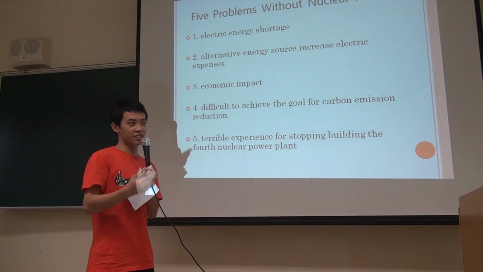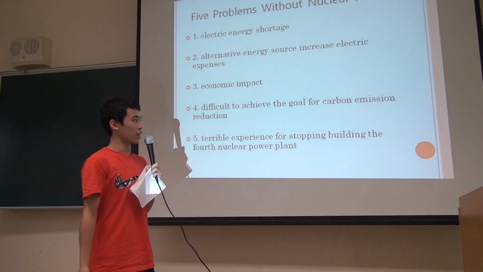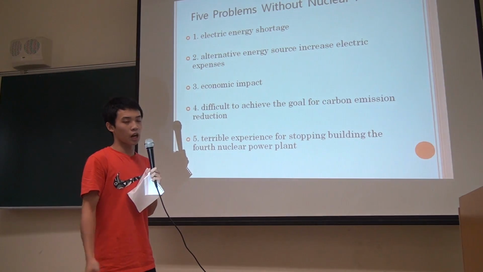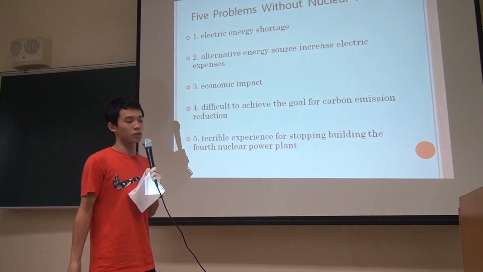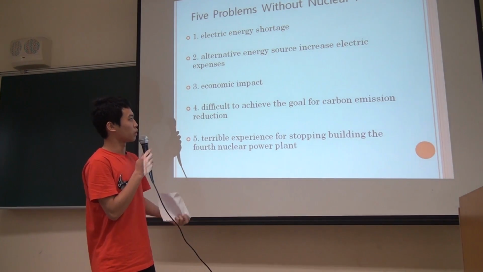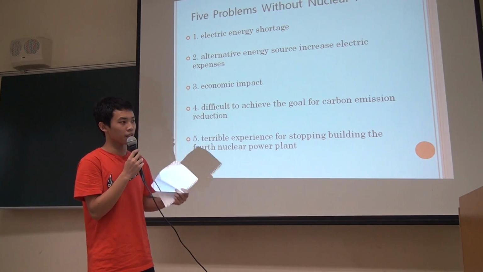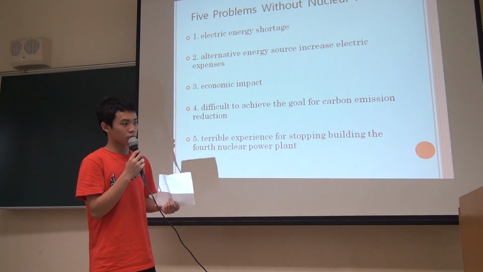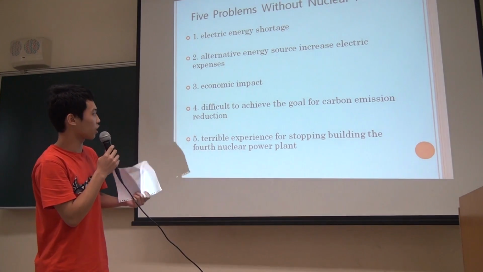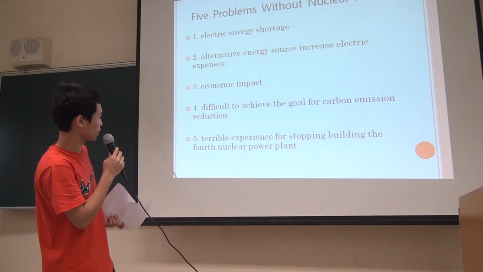And the fourth point, it's difficult to achieve the goal for carbon emission reduction. The Taiwan government has a goal to reduce the carbon emission, but if we stop building nuclear power plants, and we have to replace them with coal and gas, it must increase more and more carbon. So it's hard to achieve the goal for carbon emission reduction.